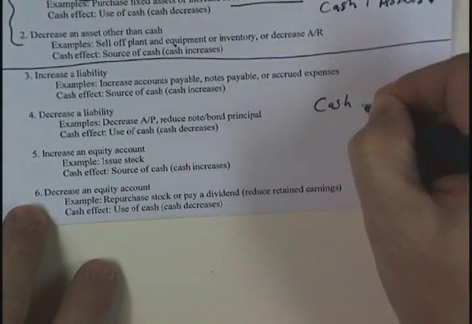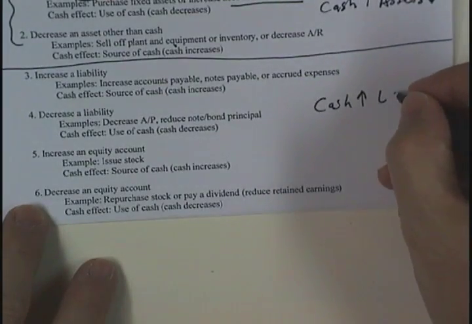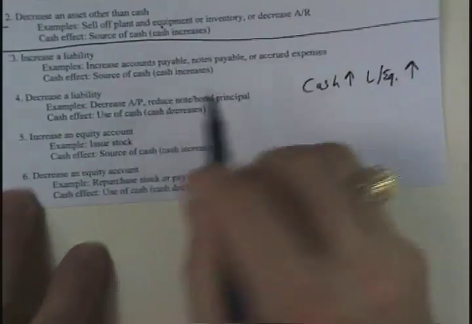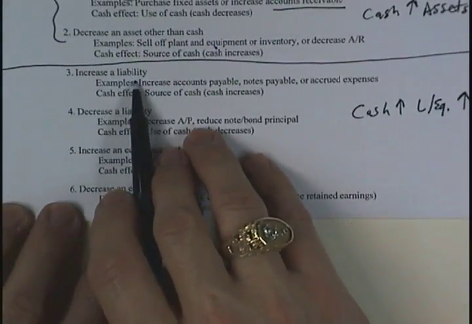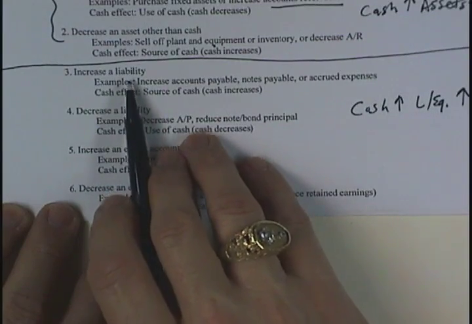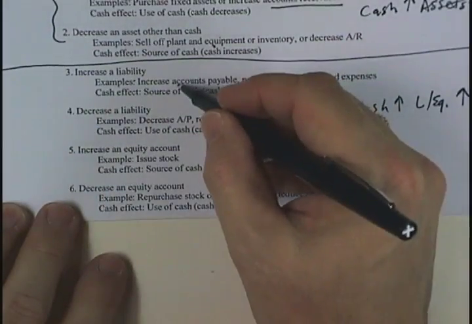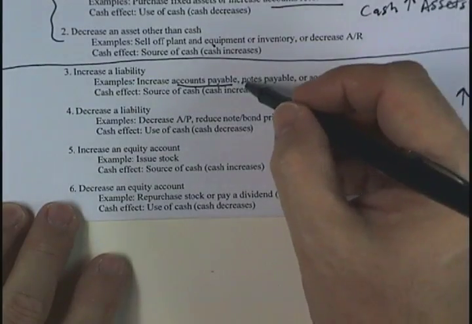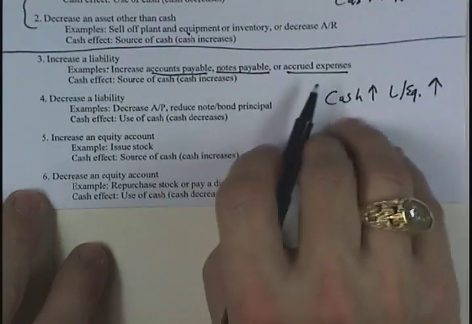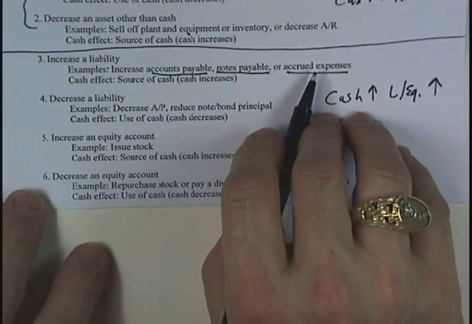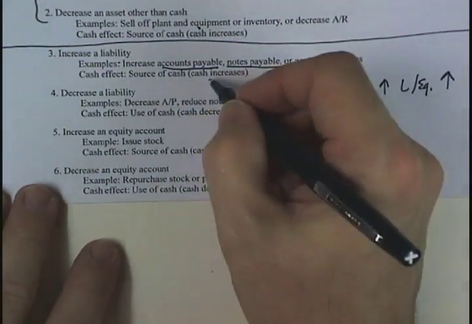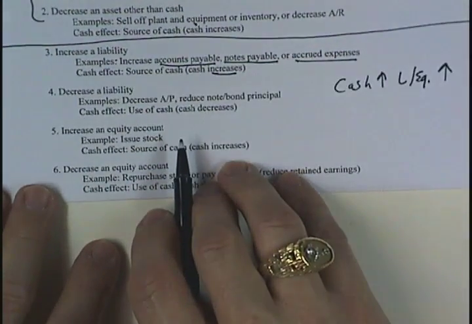Now, for the rest of this, we're looking at liability and equity accounts, and the conclusion will be exactly the opposite. When cash goes up, a liability or an equity account would go up as well, such as in Part 3, if you increase a liability, you're borrowing money, the liability goes up, then your cash goes up. Accounts payable is what you owe your suppliers. A note payable might be what you owe a bank. Accrued expenses is a liability of wages that you owe your employees, for example. Whenever any of those liabilities go up, then cash is going to go up.